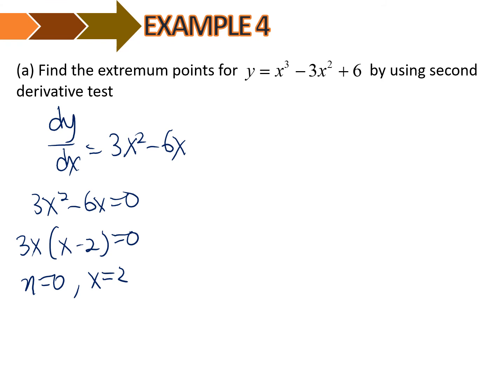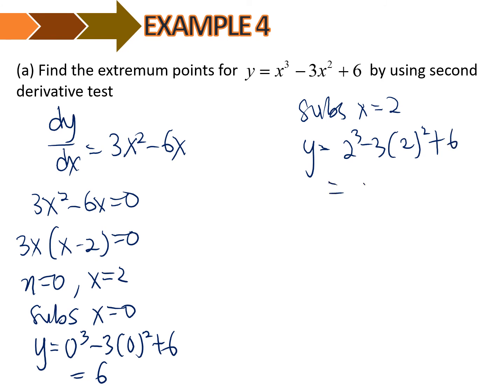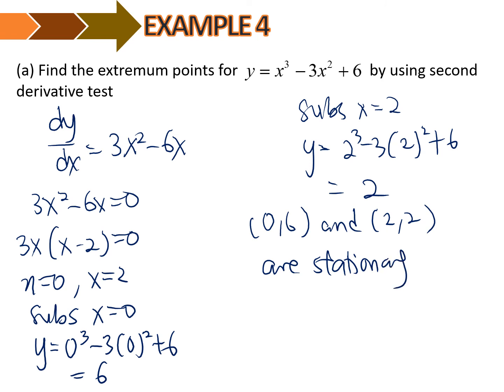We substitute x equals 0 into y. So we will have 0 cubed minus 3 times 0 squared plus 6. So the answer is 6. Then we substitute x equals 2 into y, and we will have 2 cubed minus 3 times 2 squared plus 6, which gives 2. So we conclude that (0, 6) and (2, 2) are stationary points.